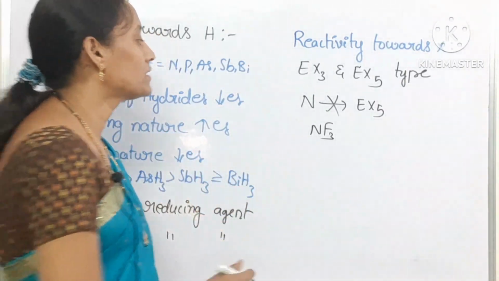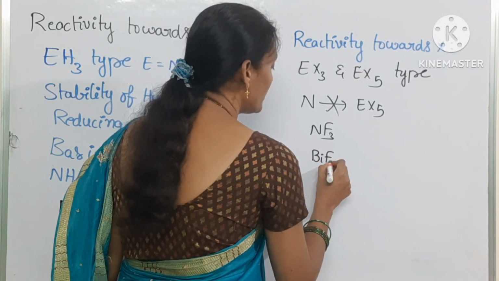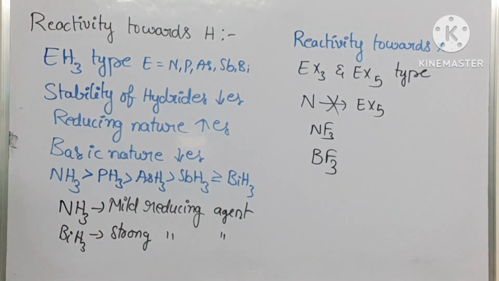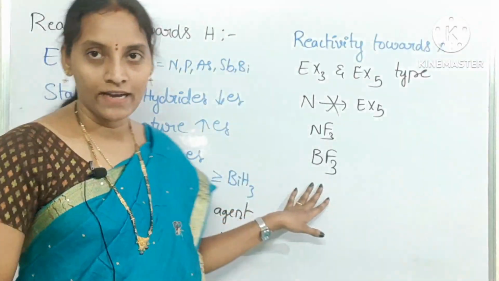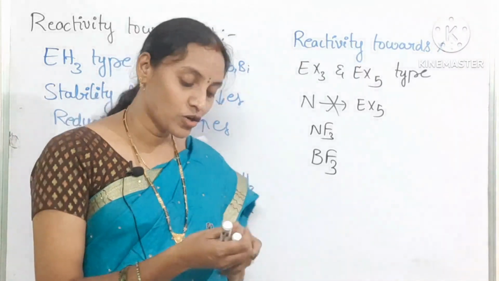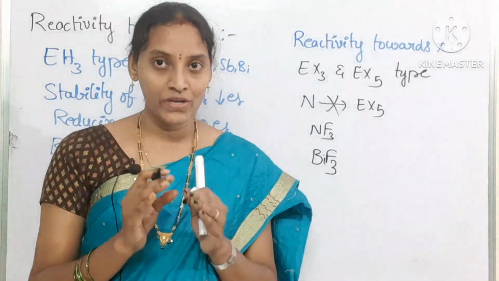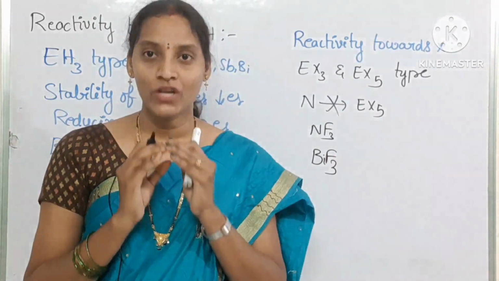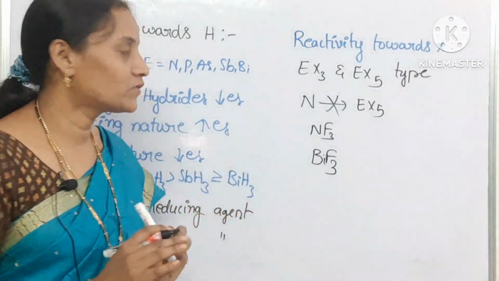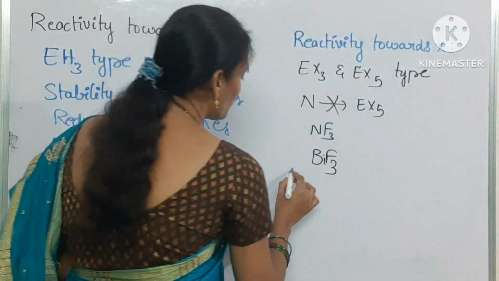And if you compare the remaining trihalides, except BiF3, not BiF5, BiF3, all the remaining trihalides will be covalent in nature. This one will be ionic in nature. Okay, this is about the reactivity towards halogens.